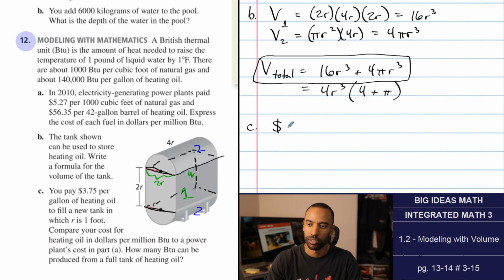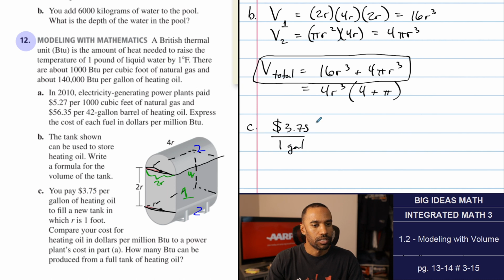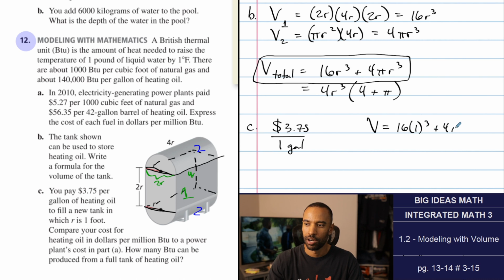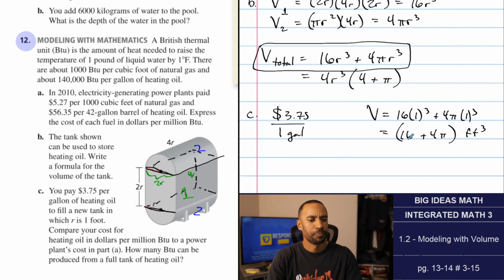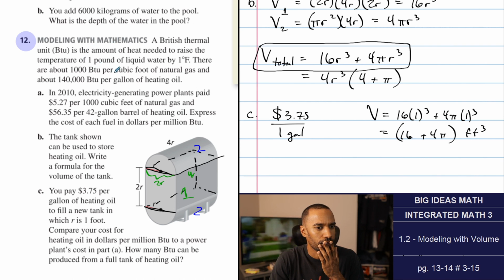$3.75 per gallon of heating oil. $3.75 per 1 gallon. So the tank used, we need to write a formula for volume of the tank, and R is 1 foot here. Volume is going to be 16 times 1 cubed plus 4 pi times 1 cubed. The ones are basically negligible here, 16 plus 4 pi. I don't know if I want to round that here now or later, but that is cubic feet of volume. Did they do something regarding feet and gallons? Compare your costs.